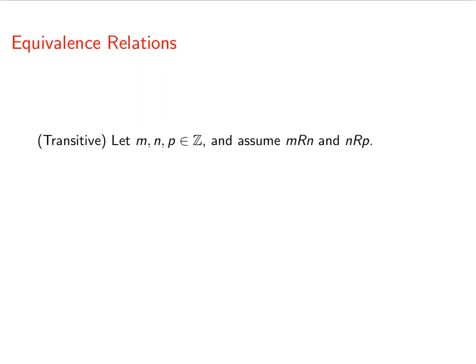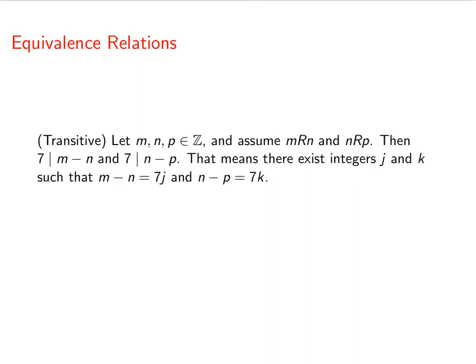Last one, transitive. Let's let M, N, and P be integers, and we'll assume M is related to N and N is related to P. That means that 7 divides M minus N and 7 divides N minus P. And that means we can say that there exist integers j and k such that M minus N is equal to 7j and N minus P is equal to 7k.